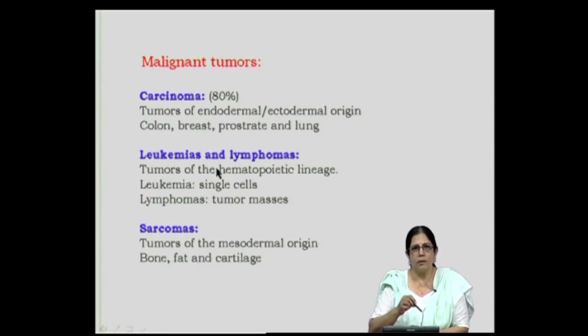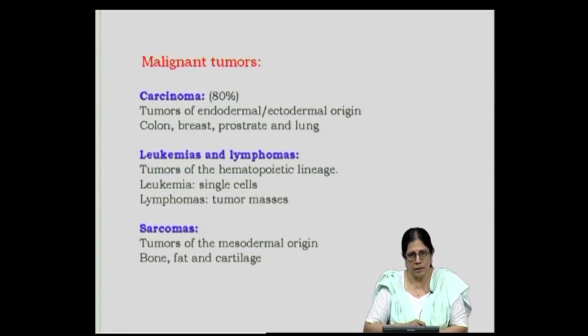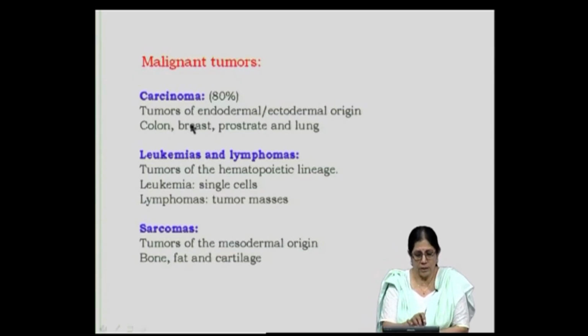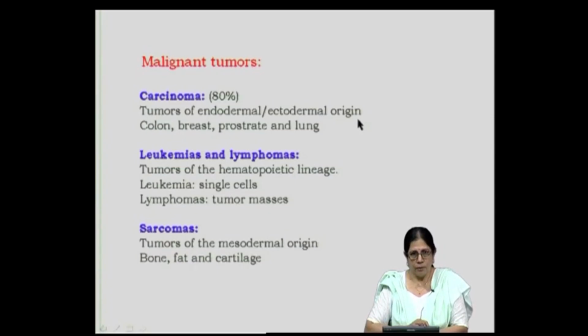Now, this classification is dependent on the lineage of the cells from which they arise. For example, carcinomas are tumors of endodermal or ectodermal origin. Leukemias, on the other hand, are tumors of the hematopoietic lineage. Sarcomas are tumors of the mesodermal origin. Now, carcinomas account for 80% of the cancers known today.